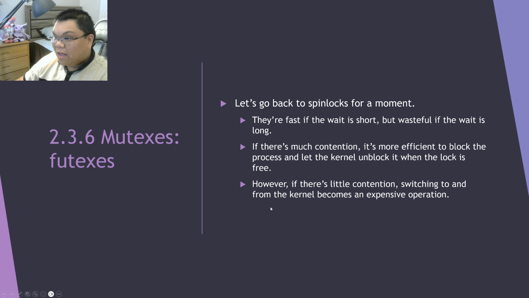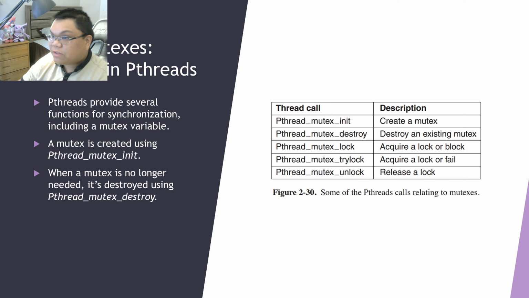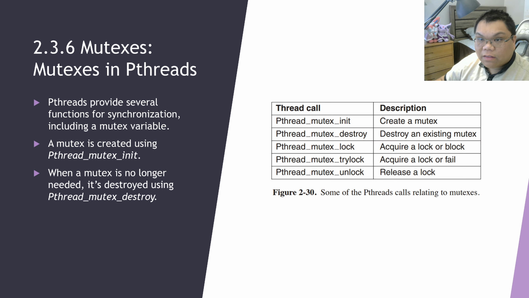So that's what mutex tries to do. It's a fast user space mutex provided by Linux systems that implements a mutex without calling the kernel if it has to. So this is a fairly short section because I want to get into our next section, that is mutual exclusion, mutexes in pthreads.